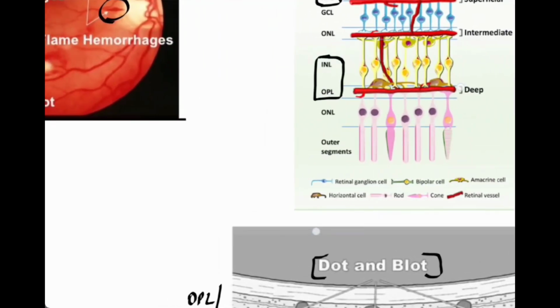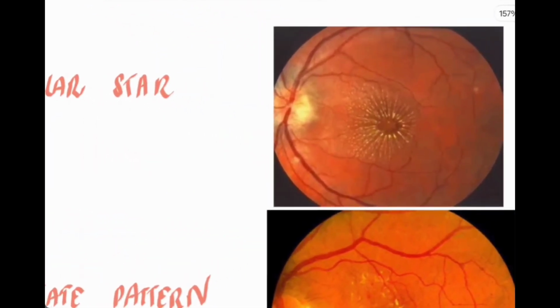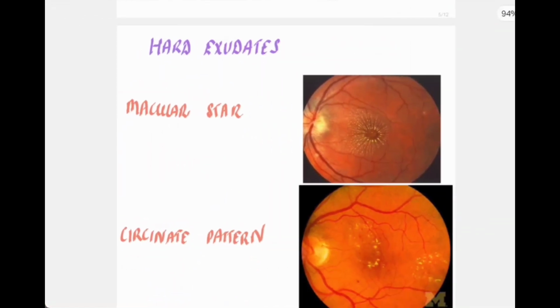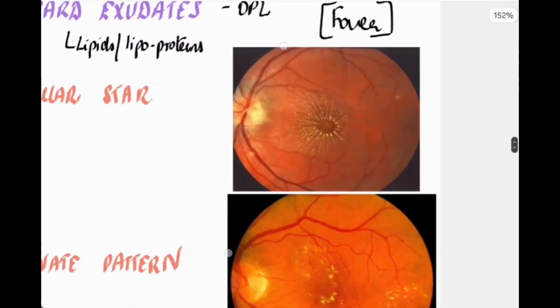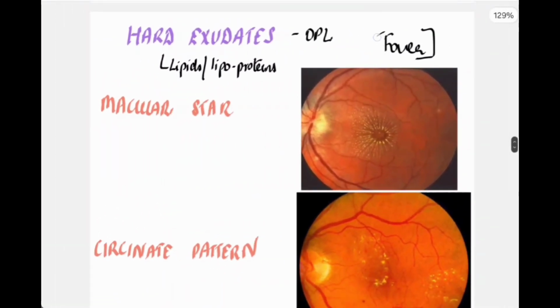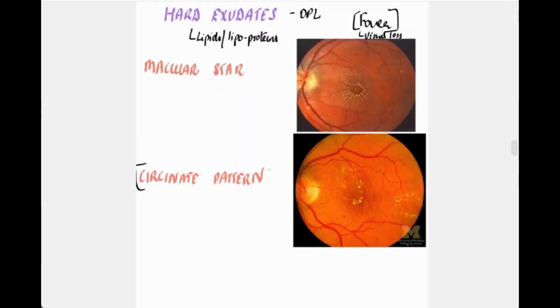Hard exudates are a yellowish, well-circumscribed accumulation, deep to the retinal vessels in the outer plexiform layer. They are formed by the deposition of lipid and lipoproteins and are a sign of abnormal vascular permeability. Although hard exudates can be found anywhere in the retina, they have a predilection to congregate in the macula. The patient may have moderate to severe loss of vision if the fovea is involved. Hard exudates occur in two types of retinal distribution, the circinate pattern and the macular star.